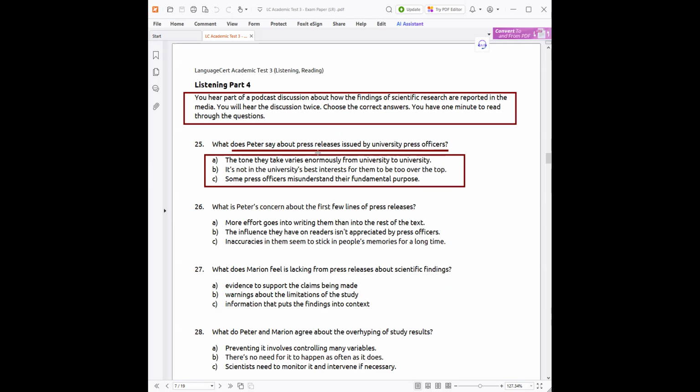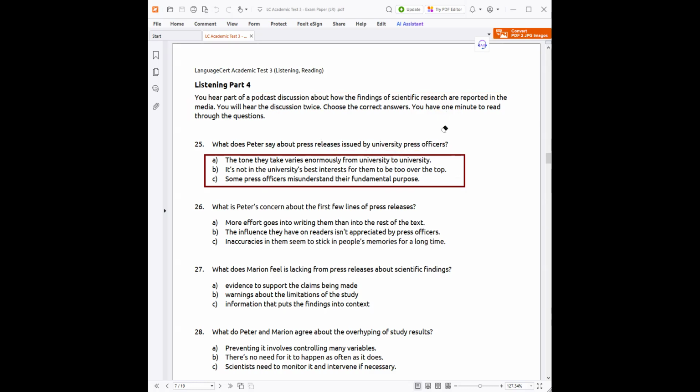So the tone in which this press release is made, they're saying it changes a lot. It is not in the university's best interest for them to be too over the top. So they're saying it is not in their interest for them to stress on it too much. Okay, too over the top. And third is, some press officers misunderstand the fundamental purpose. Let's play the audio for this one. Let's try and understand it, right?